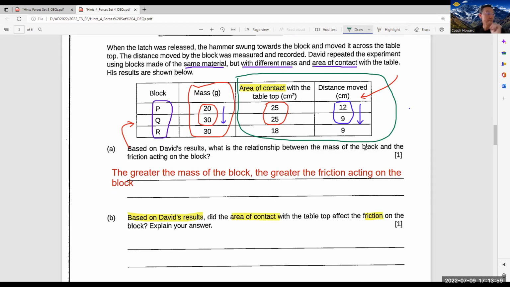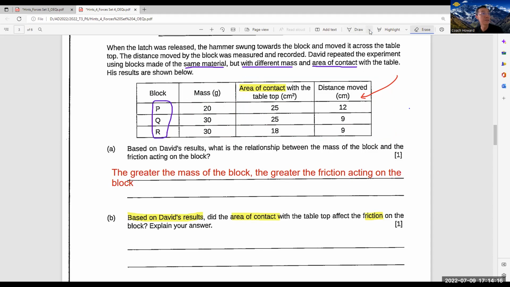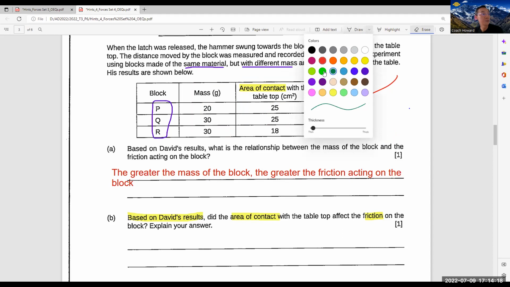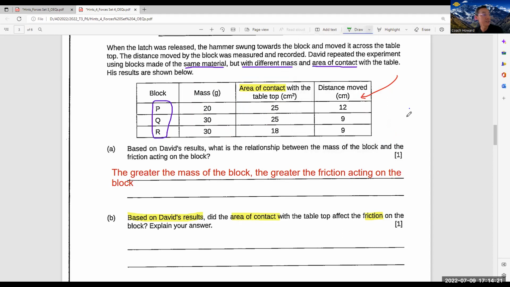So I must use which experiment? Let's see. I must alter the area of contact, but the mass must be the same. So I erase this part. Make it clear again to let you choose. Okay, so now I must alter the area of contact. Can you see this 25, 25, 18? Then I must use a constant mass. So can you see I must use this set of values? This set.